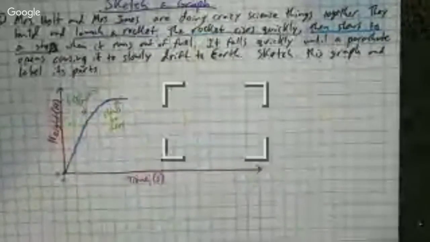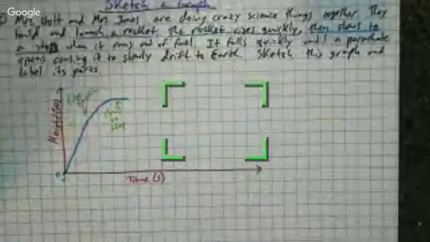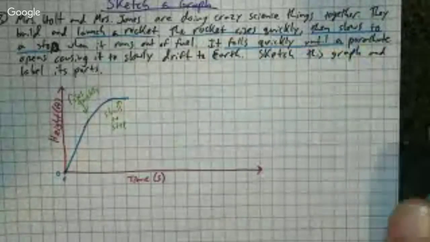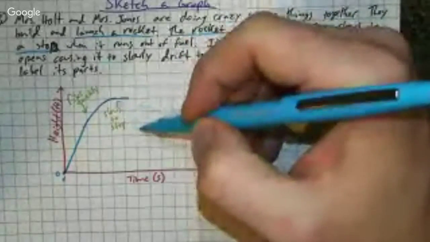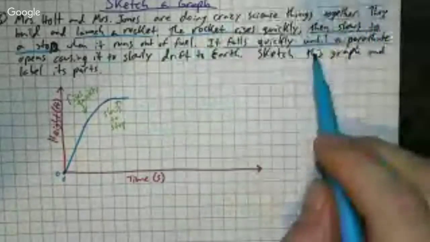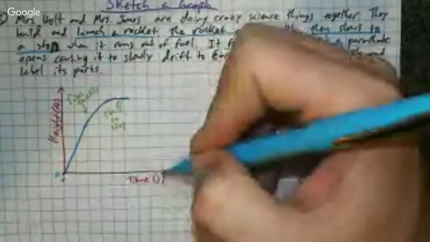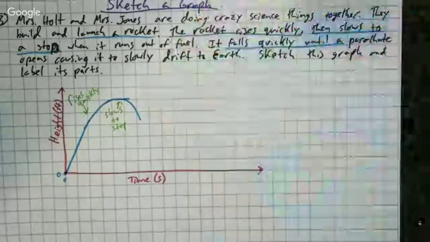It sort of hangs in the air, and then it falls quickly until. So is it going to fall quickly until the ground? No, it falls quickly until a parachute opens. So we're not going to have this line go all the way down, but it needs to fall quickly like that.